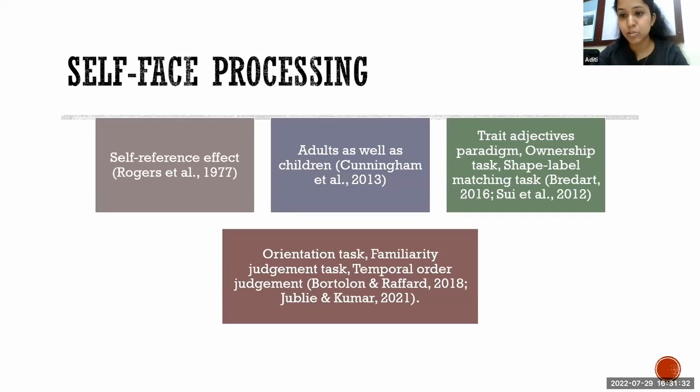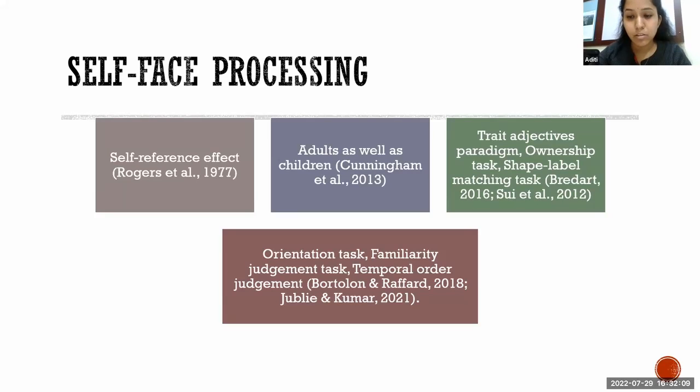There's a huge literature demonstrating that our cognition is biased toward the self, and this self bias has been originally called the self-reference effect. Trait adjectives paradigm and ownership task have been used to measure self-reference effects in the domain of memory. It is found that our memory for the objects or adjectives related to us is better than for the ones related to others. This self-reference effect for memory has also been observed in adults as well as children.